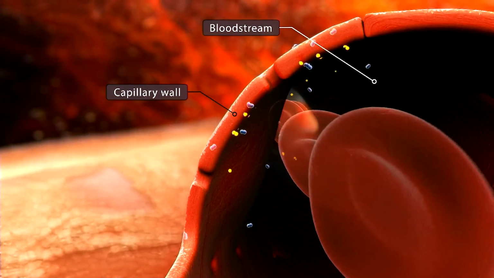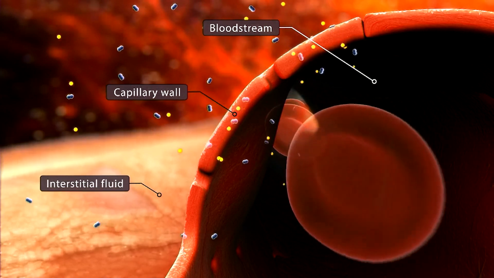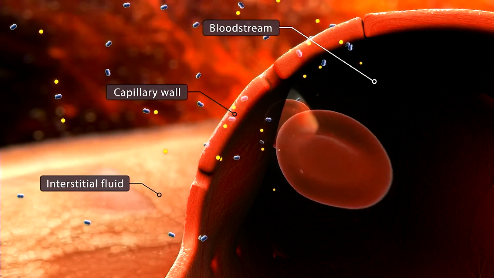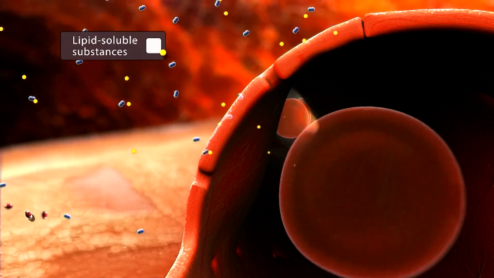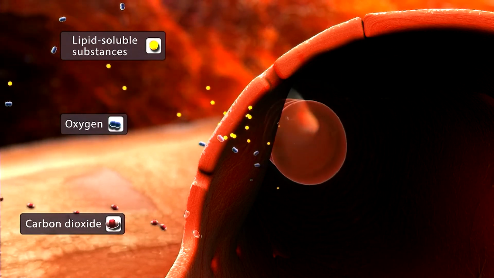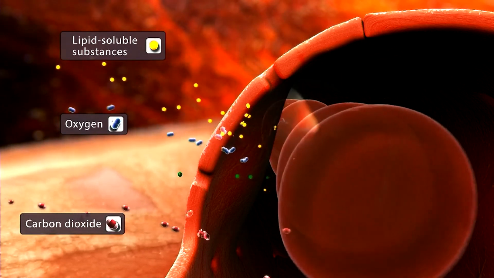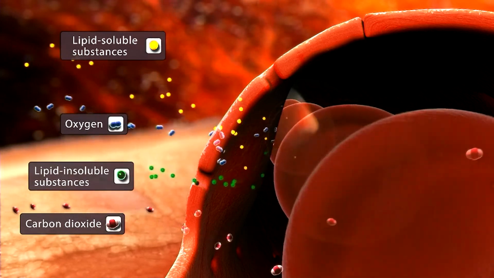Diffusion from the bloodstream into the interstitial fluid, or vice versa, is solely dependent upon the substance's concentration gradient, or partial pressure gradient for gas. Lipid-soluble substances and gases can pass directly through the thin cells of the capillary wall. Lipid-insoluble substances diffuse through pores in capillaries.